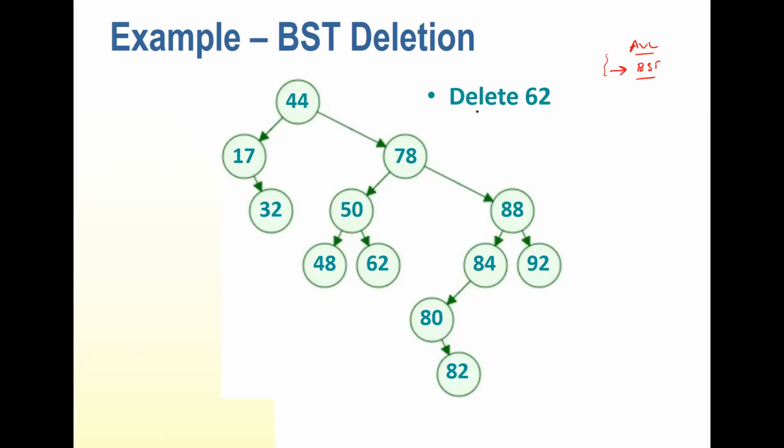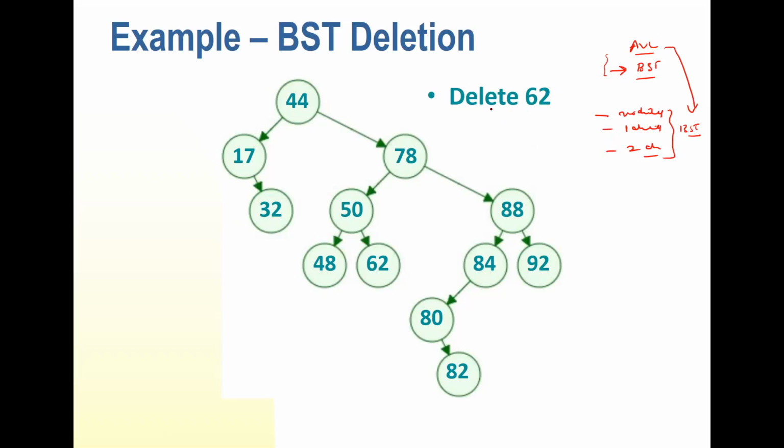If you're revising the concept of deletion in BST, there were three cases. The node to be deleted has no child node, the node to be deleted has one child node, and the node to be deleted has two children. So these are the cases of deletion in a binary search tree. The same will be applicable initially to the AVL tree also.